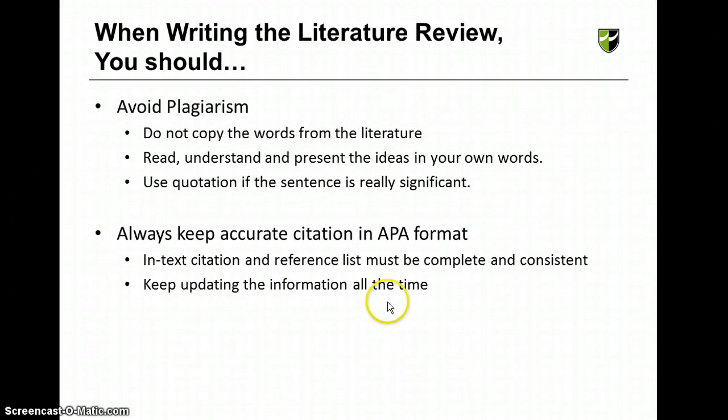Obviously, this will be covered by a supervisor, and I have to repeat again, avoid plagiarism. And if you really need to lift the words, please have a quotation and use your APA format. For APA format, you can go online to find out more about the format, which I shall not cover over here.